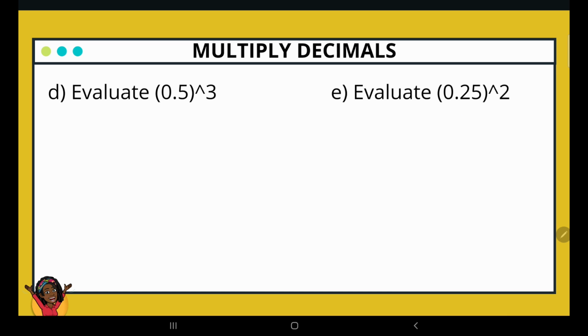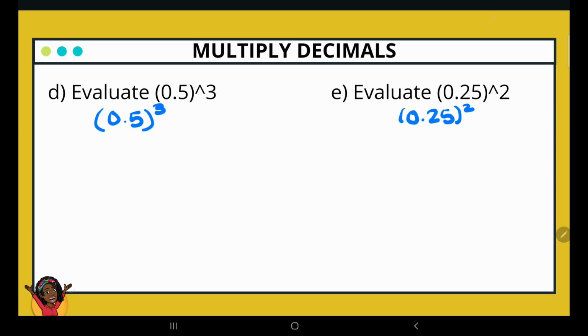So let's go ahead and take a look at 2 examples involving exponents. We know that whenever we see exponents, it's telling us that we need to multiply the base by itself however many times is represented by the exponent. This little arrow here is called a caret key. So when we say evaluate 0.5 and you see that little arrow, it's telling you that the 3 is representing an exponent. So we can rewrite that as 0.5 to the third power, or 0.5 cubed, and we can rewrite this example as 0.25 squared, or to the second power.